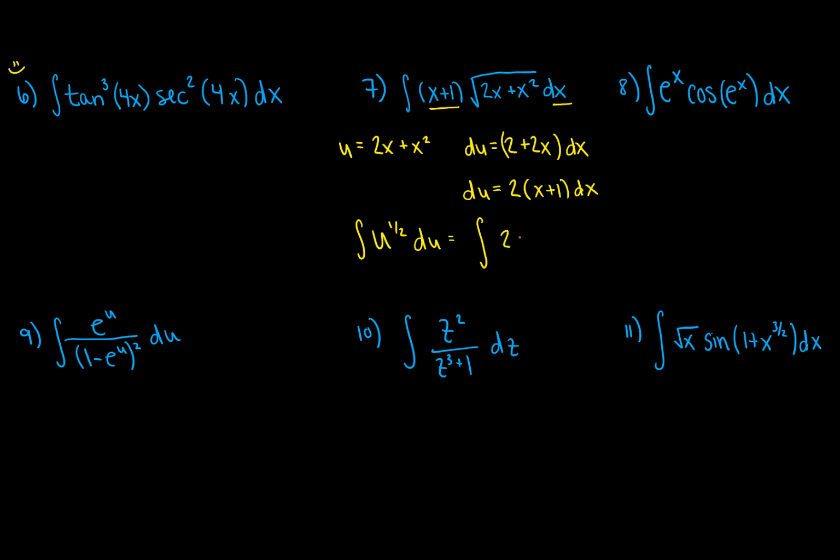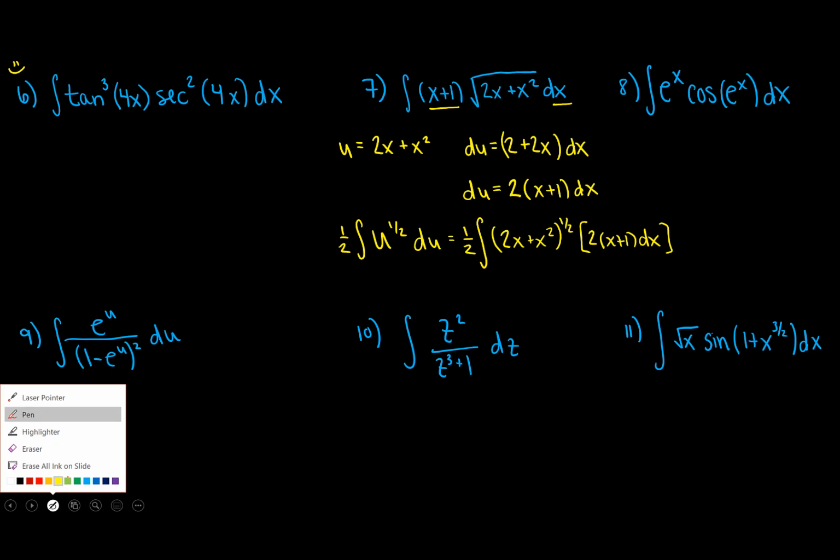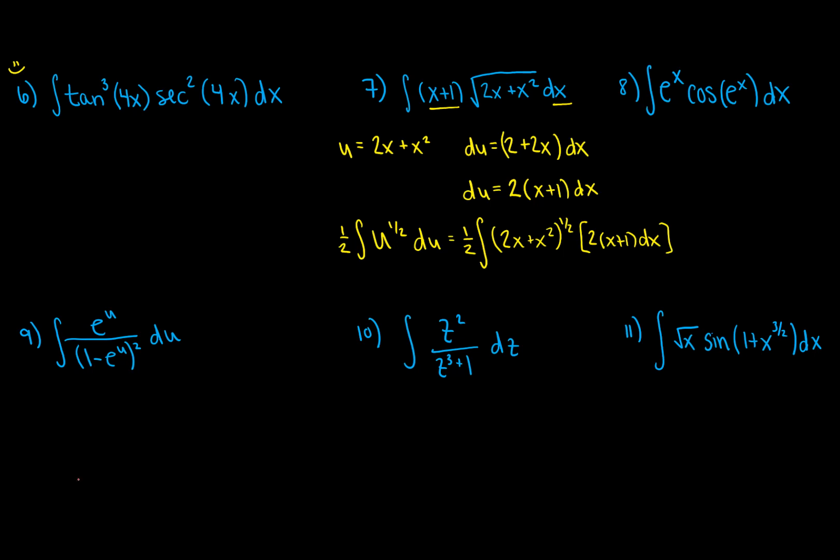Okay. So remember, I've got this 2x plus x squared to the 1/2 power. And in here, I need that x plus 1 dx. But what am I missing? Yeah, I'm missing this 2. So I'm going to have a 1/2 outside of here. Okay, then I go ahead and integrate from there.